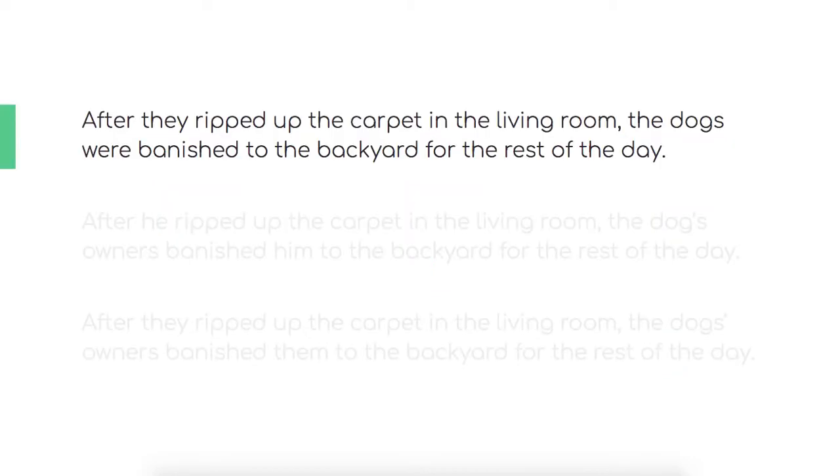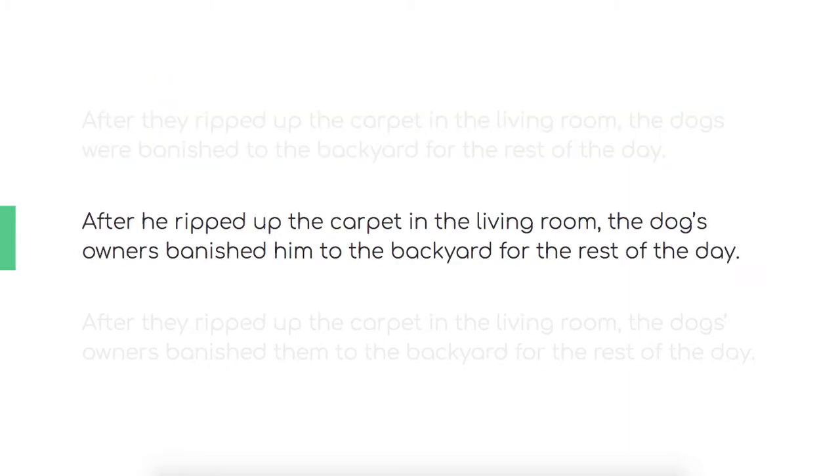After they ripped up the carpet in the living room, the dogs were banished to the backyard for the rest of the day. In this sentence, we have D-O-G-S, no apostrophe. In that case, that just means that there is more than one dog. It is plural. The dogs don't own anything. There's just more than one of them. And we can see that from the word they at the beginning of the sentence. And then because we didn't use an apostrophe, we know that there isn't any possession. It's just plural.